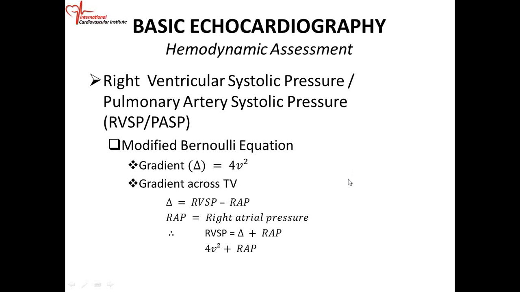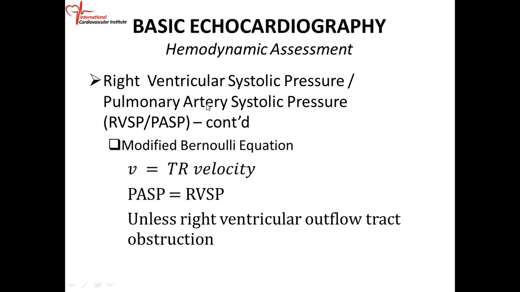And again, when we talk about diastolic function and dysfunction, we use the TR velocity, which is a surrogate of the pressure. The right ventricular systolic pressure is usually the same thing as your pulmonary artery systolic pressure, unless there's an obstruction at the right ventricular flow tract. So usually the same number. So with the modified Bernoulli equation, when we talk about the velocity, it is your tricuspid regurgitation velocity.